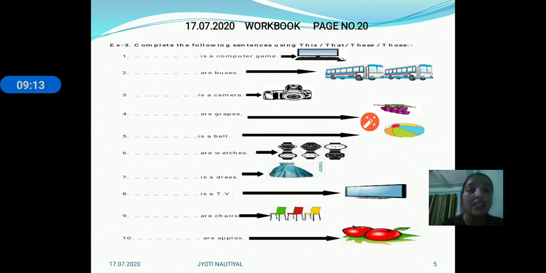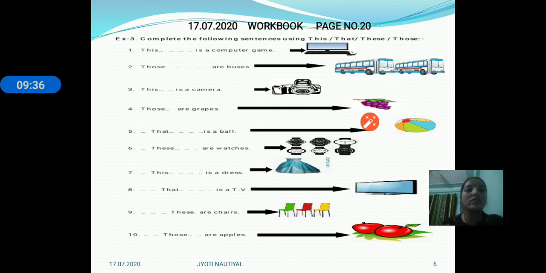Now second is, dash are buses. Now you can see the arrow is long. Okay, that means distance is more. So, what do you think is going to come here? We have more than one bus. That means buses. And the distance is far. So, what will come here? Those are buses. Okay.